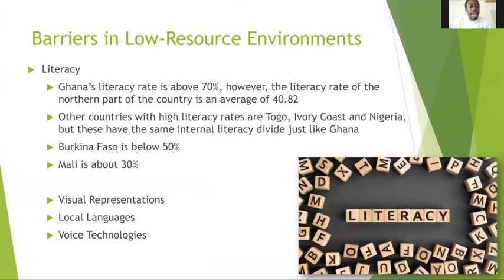The other barrier is literacy. So Ghana has a literacy rate of 70%, which I mean is considerably high enough. Other countries with high literacy rates are Togo, Ivory Coast, Nigeria. Some of these are around the 80s, 90s, and just about 60. So these rates look fine until you move to a certain part of the same country, and then you suddenly realize that there's a disparity.